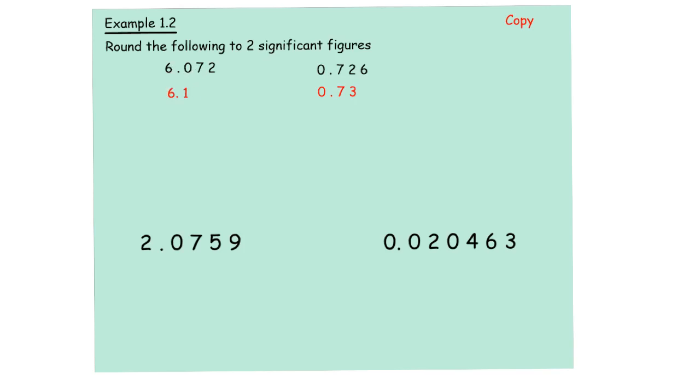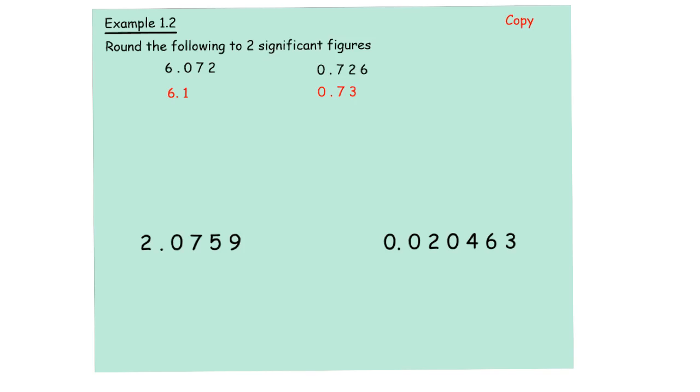So for 2 significant figures, we would be cutting it off after the 0 because the 0 is significant. After the 0 is a 7, which means that the 0 has to get rounded up to a 1. So it's changed to 6.1. This number has 3 significant figures. The 0 at the beginning doesn't count. So 1, 2 means cut it off after the 2. After the 2 is a 6, which means that the 2 has to get rounded up to a 3. So 0.073 to 2 significant figures.